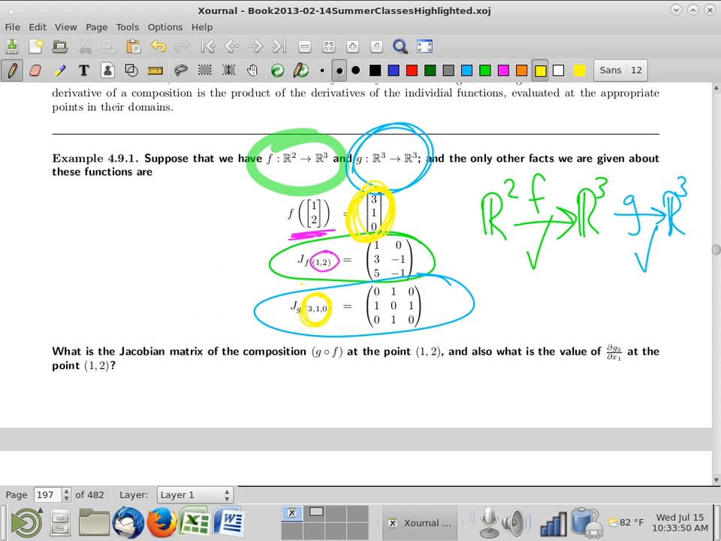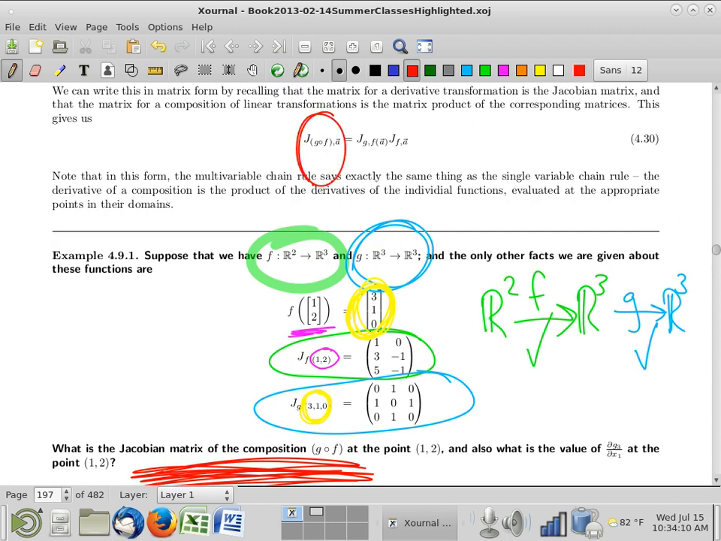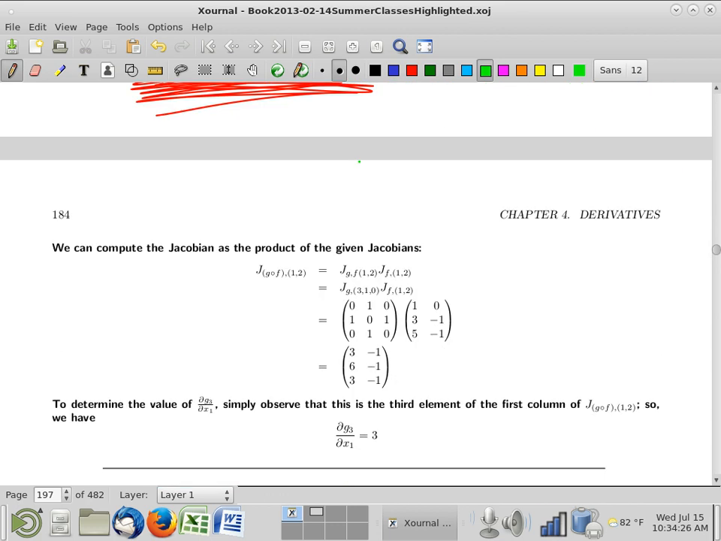And the question is, what's the Jacobian matrix for the composition? And then more specifically, how would I compute this particular partial derivative of that composition? We'll come back to the second part. Start off, how do I find the Jacobian matrix of the composition? Well, the Jacobian matrix of the composition is this product. It's the Jacobian of g on the left. We're just going to multiply those two matrices like so, and that gives us our answer.